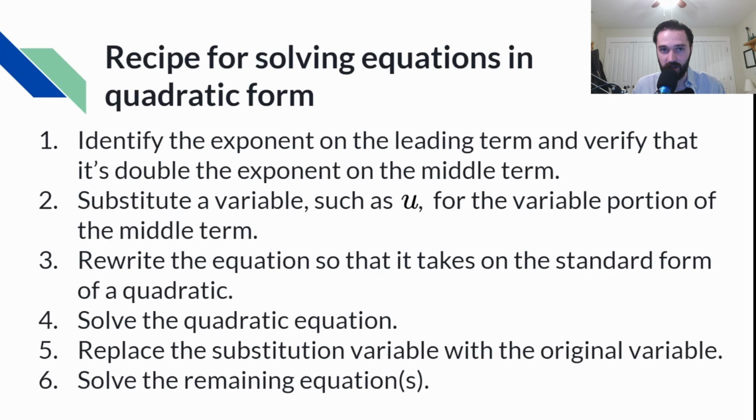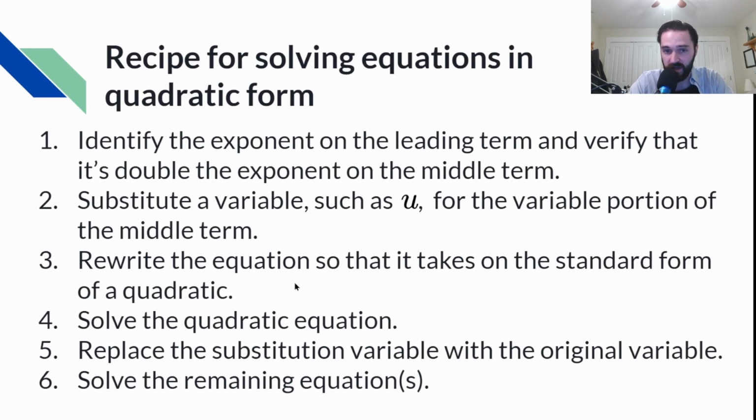Let's look at a recipe for solving equations in quadratic form. We'll use this recipe to cook up some solutions. The first step is to identify the exponent on the leading term and verify that it's double the exponent on the middle term. Then we substitute a variable, such as u, for the variable portion of the middle term. Then we rewrite the equation so that it takes on the standard form of a quadratic.